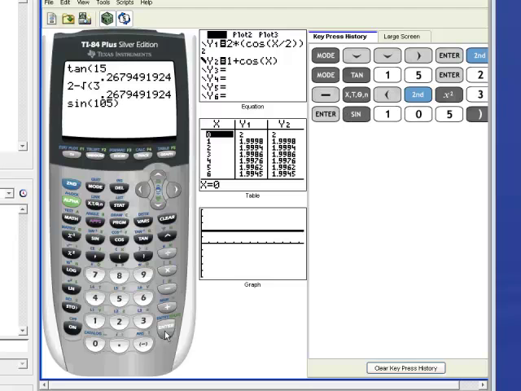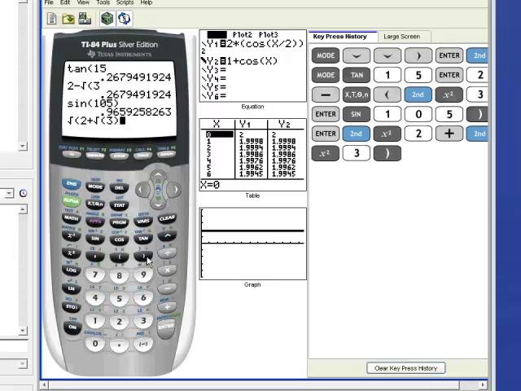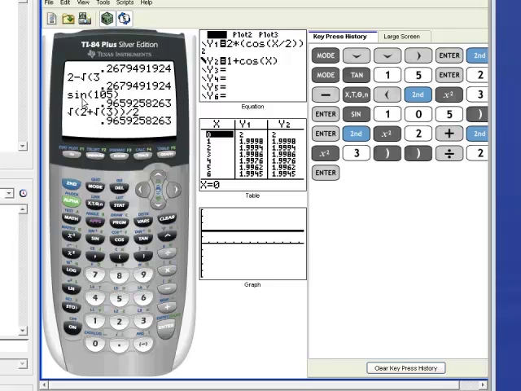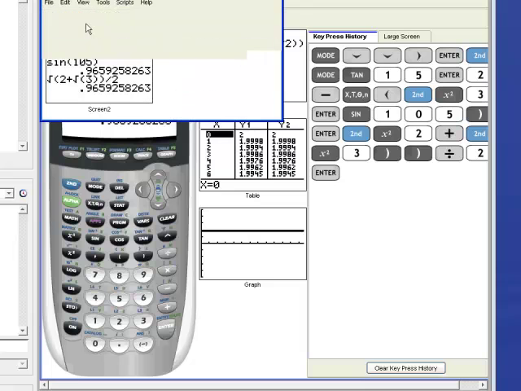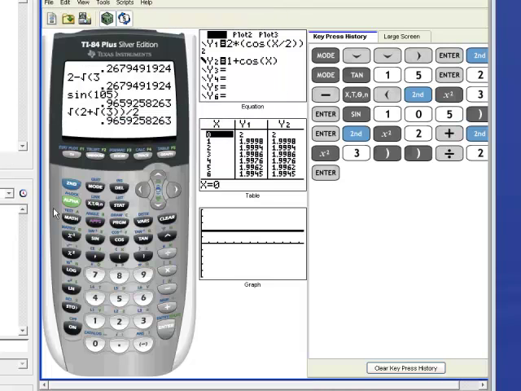And the other one was sine of 105 degrees. There we go. And the square root of 2 plus the square root of 3, in parentheses, divided by 2, 0.96. I'm going to take a screenshot of that so I'll have it for later on and can paste it into the lecture document.